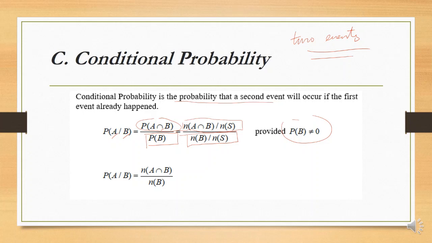or else we will have a math error. Because if this is 0, we cannot proceed. So, looking at this, these two will cancel out, or will divide, and what is left is our general formula for conditional probability.